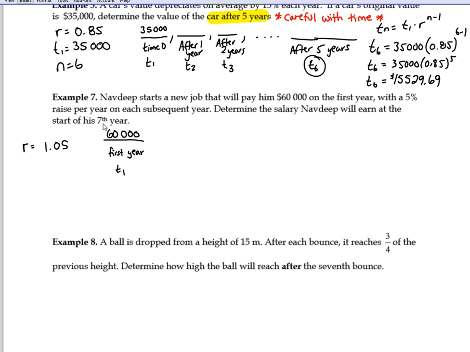Determine salary in the 7th year. So, 7th year, would that be term 7? Yes, in this case it would be fine. So, go ahead and solve for term 7. You should be able to do that now.